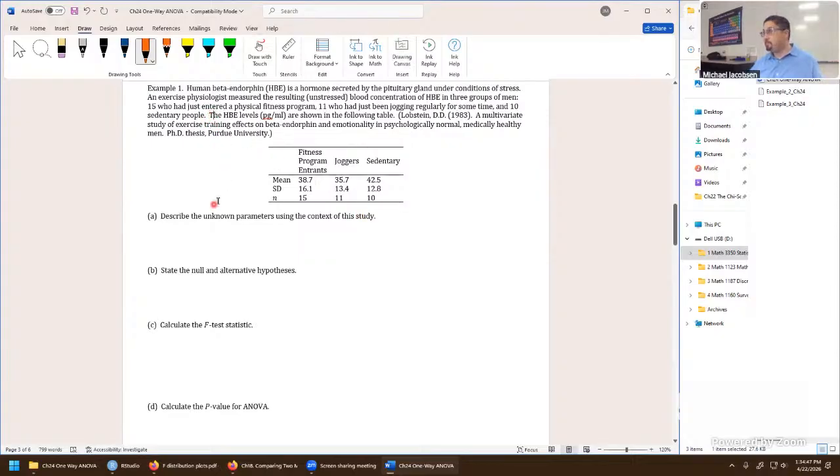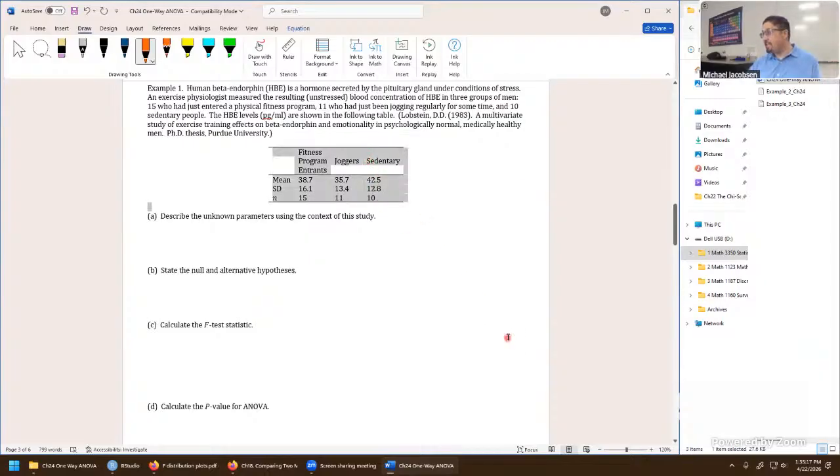We're told next the HBE levels, let me know if I read that unit wrong, I think that's picogram per milliliter, are shown in the following table. So the unit here is picogram per milliliter. They measured the human beta endorphin levels for their unstressed blood concentration amongst 3 independent populations. So that's our study.